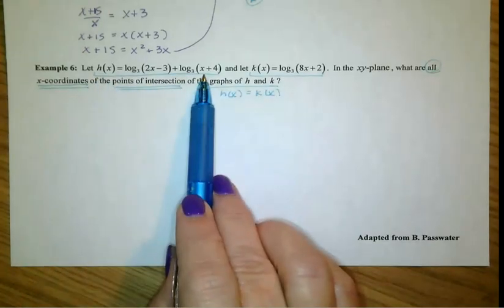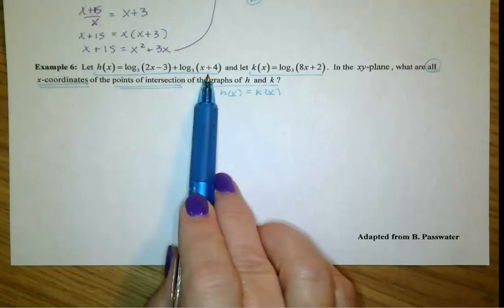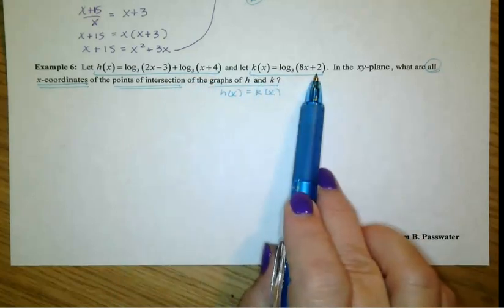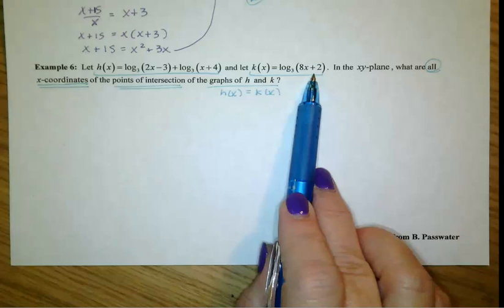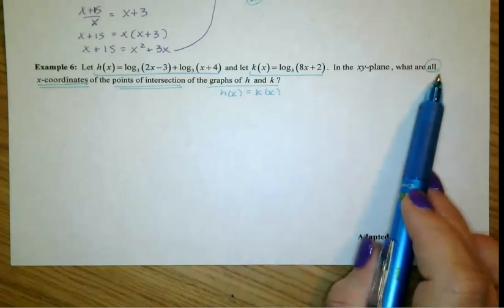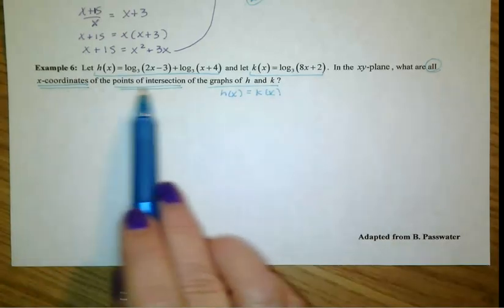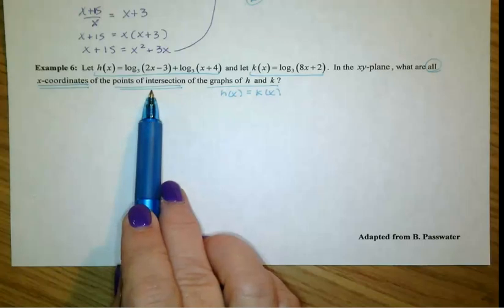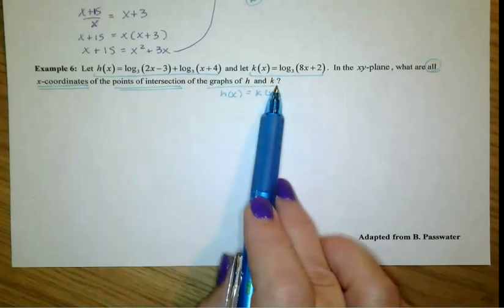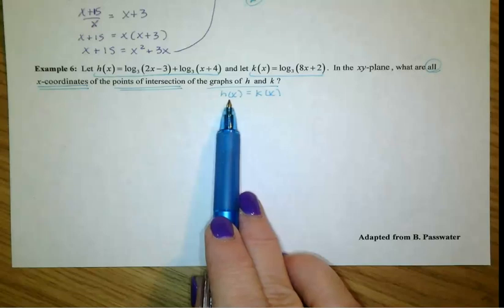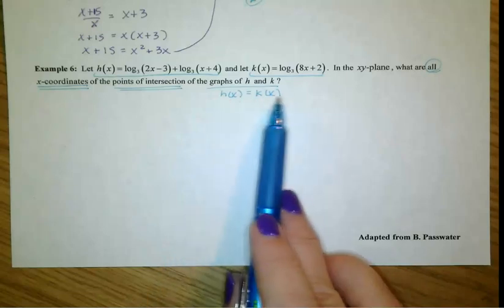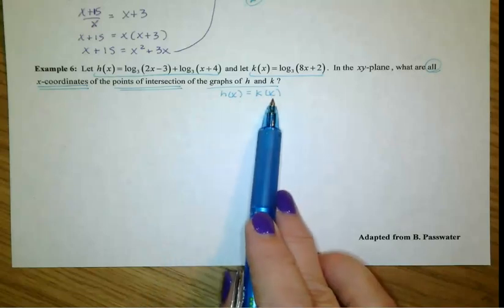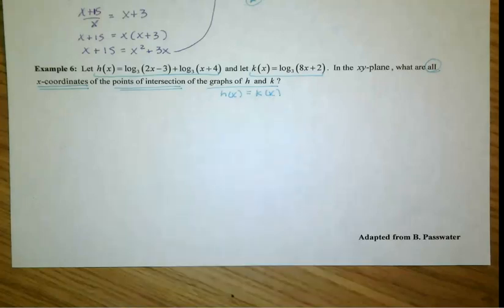All right, so let's see. We have an h equation that has a couple of log base 3's in it. We have a k equation, which also has a log base 3 in it. We want to know where all the x coordinates of the points of intersection are of the graphs of h and k. So that means we need to know when the graph of h of x is the same as the graph of k of x. So pause your video one last time.